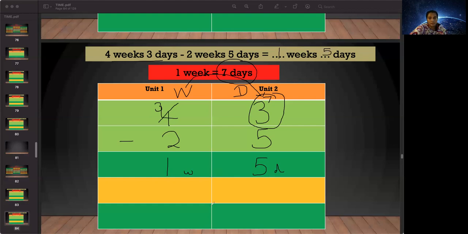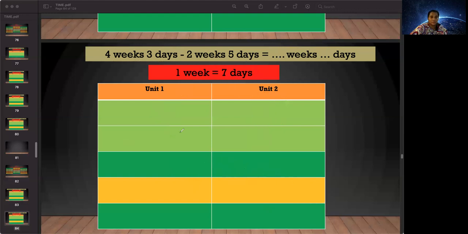Sometimes your question may ask you to just answer in number of days. So you change your 1 week to become 7 days, and 7 plus 5 will give you 12 days if it's going to be in one single unit. Okay, all right. So let's look at another question.